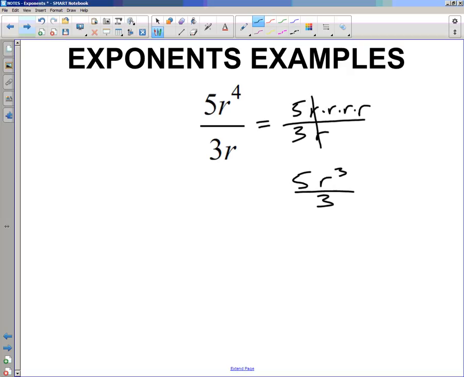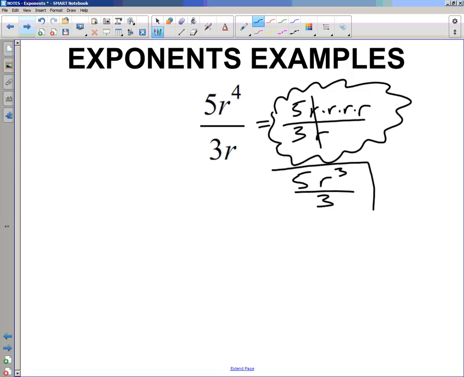So this step here, I probably normally would not write out. This is my little thought bubble. I would do that in my head. And then note that 5 over 3 does not reduce, so that's going to be our final answer.